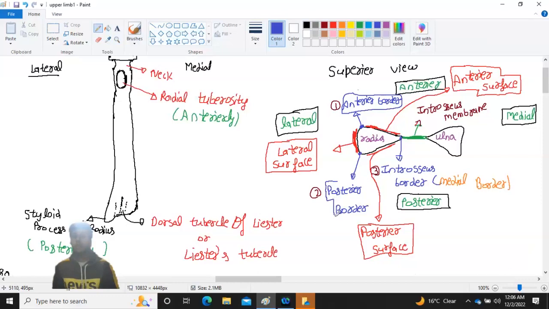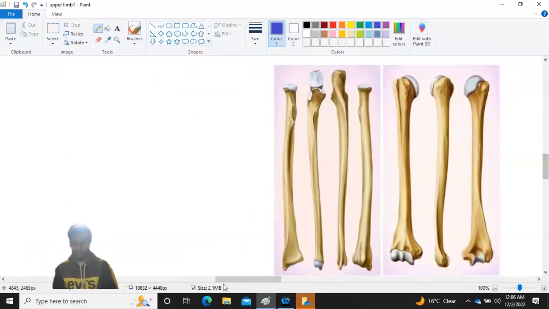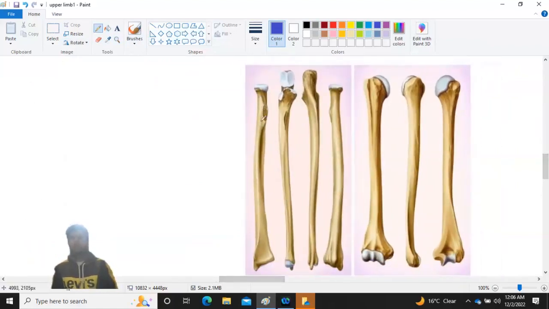Then all muscle attachments we discuss combinedly from all bones starting. First we take the orientation of the bone. Then these are the markings. अब देख लेते हैं दिखती कैसी है बोन. देखिए, this is the radius bone. This whole is the radius. It is from the anterior side. This is the anterior side of the radius bone, and this is the posterior side.